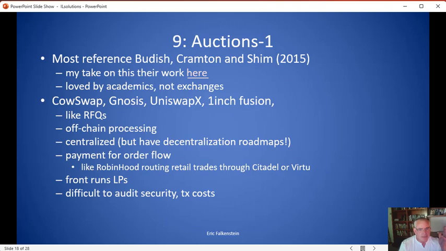And now auctions. There are a couple classes of auctions here. The first one I want to go over is these kind of like RFQ ones offered by Uniswap X, Gnosis and CowSwap, and one is Fusion. And the whole auction literature, I think, is really highly influenced. Everyone references Budish, Cramton, and Shim. I have a take on this if you want to read it, but that's a sidetrack, so I won't talk about it too much. I'm not a fan of that thread, but academics love it, and it's like the hottest thing for financial profs these days. But it's been around for over 12 years, and no exchange has implemented anything like it.